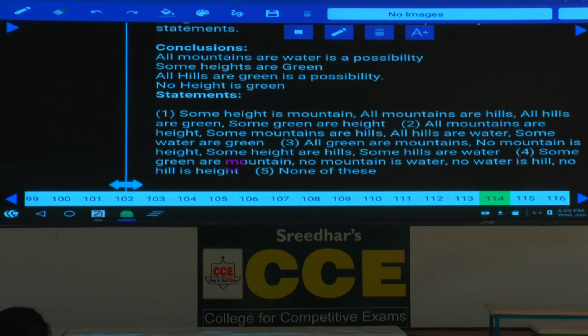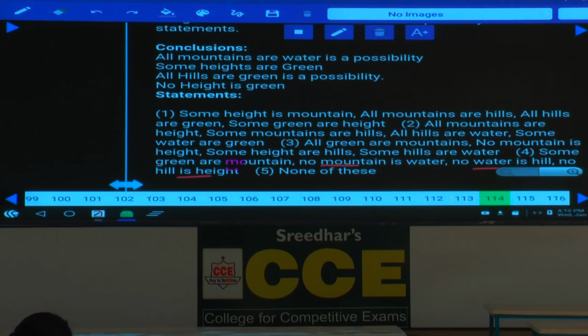Then in question number 4, tell me what is given in this fourth one. No mountain is water, no water is hill, no green or white, isn't it? Now in the fourth one, if you observe here, how many statements do we have? We have 4 statements.